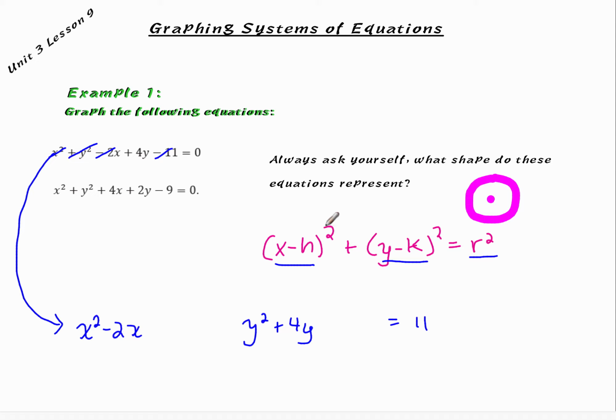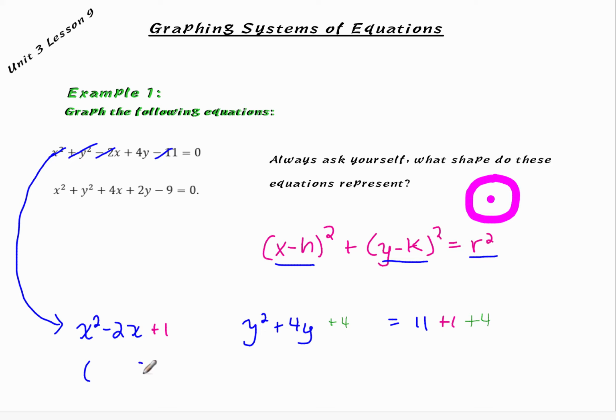So to get this into center radius form, we have to complete the square, which means I'm going to take half of negative 2, which is negative 1, square it, and add it to both sides. I'm going to take half of 4, square it, and add it to both sides. So there, I've completed the square.